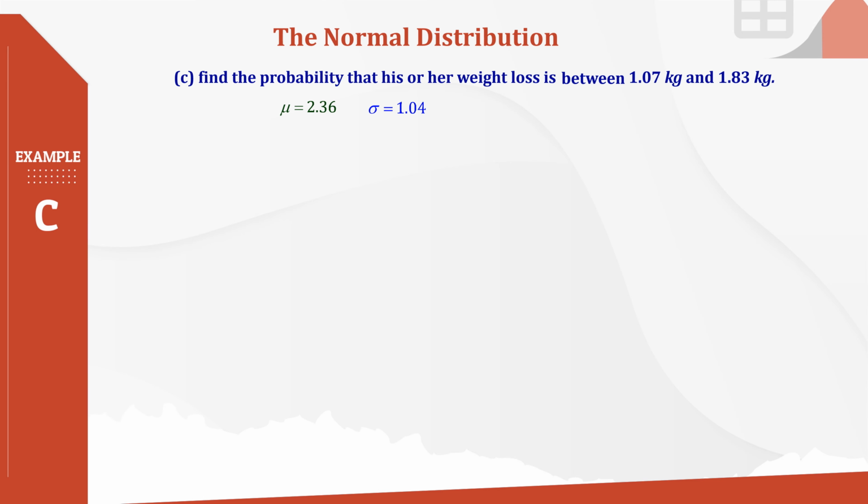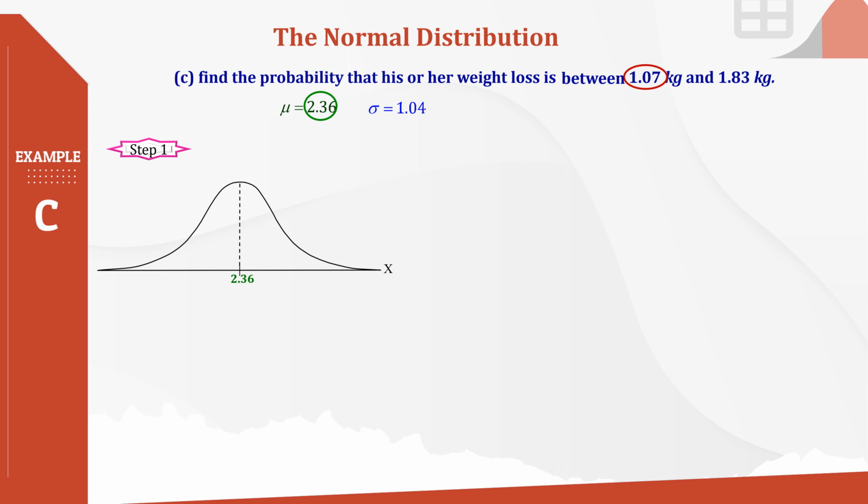Please draw a normal curve with mu 2.36 at the center. In this question, there are 2 x values. For the first x value 1.07, mark it on the left side of the mean 2.36 since it is smaller. For the second x value 1.83, we mark it on the left side of the mean since it is smaller as well. We read it at between, so we shade the between area of 2 x values. That is our desired area.